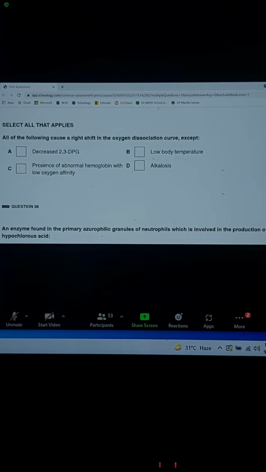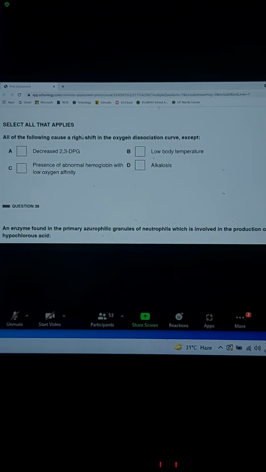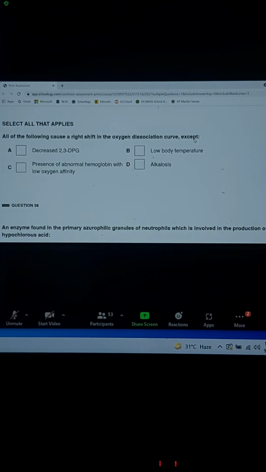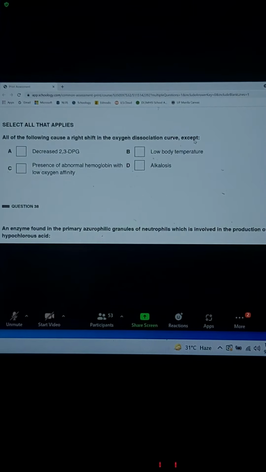So alin dito ang nagko-cause ng, di ba sabi, all of the following cause a right shift in the oxygen dissociation curve except, so ang hinahanap natin ay yung mga nagko-cause ng left shift. Okay? So alin dito nagko-cause ng left shift?